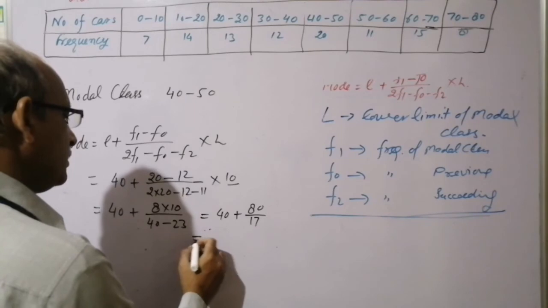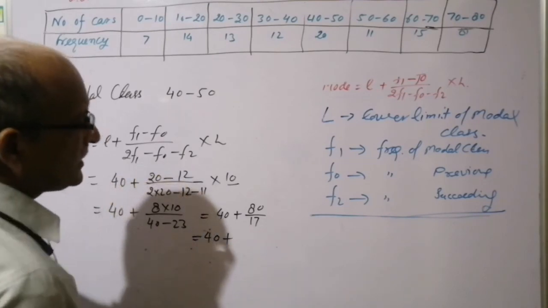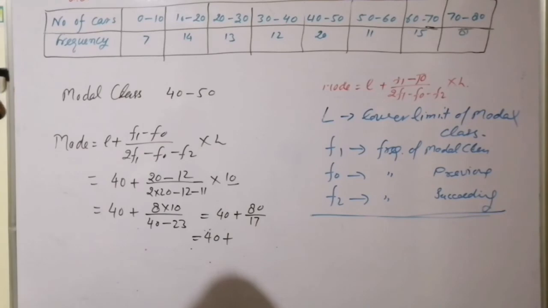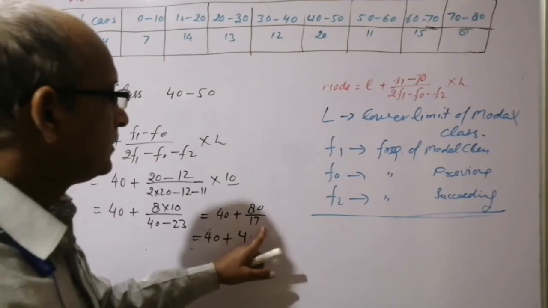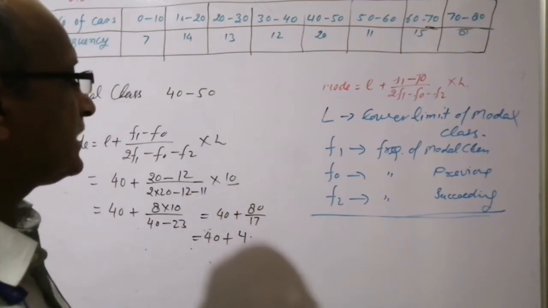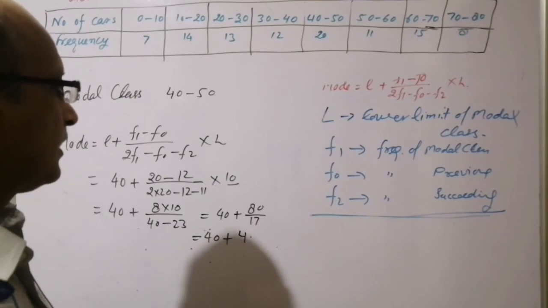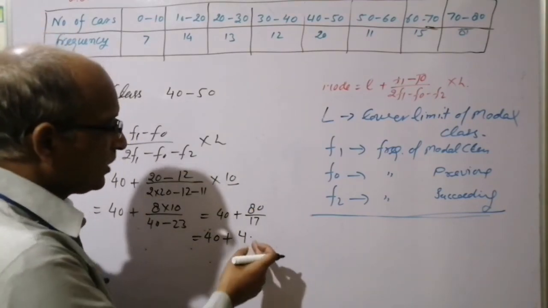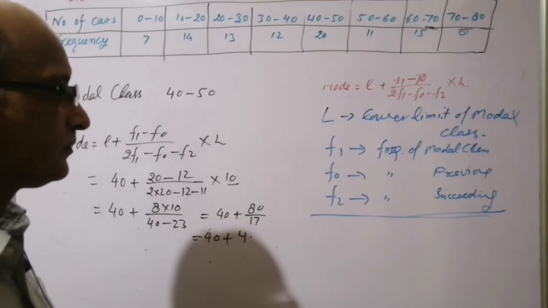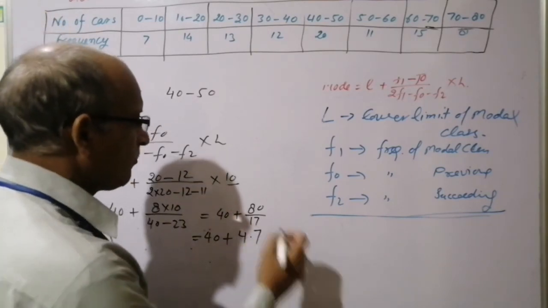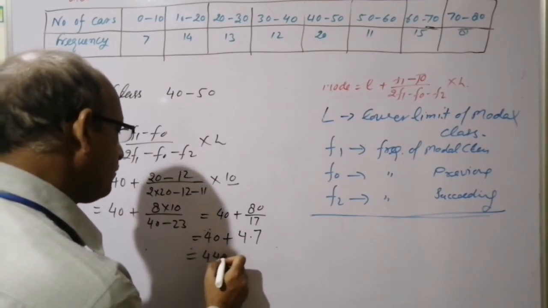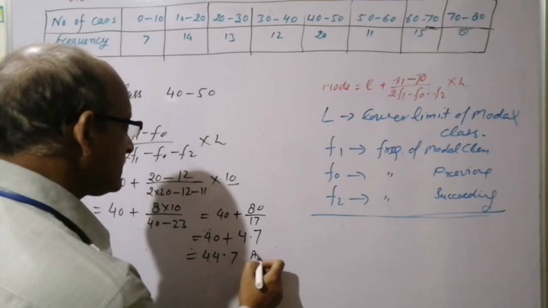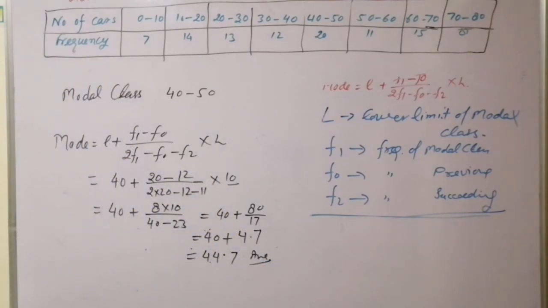Now divide it. 40 plus 80 divided by 17. Again I am reminding you not to take LCM. Go direct to divide. 17 fours are 68. 80 minus 68 is 12. The decimal is already kept here, so we can put a 0 over there. We will have 120. 17 sevens are 119. So in this way we have got approximately 44.7. This is the approximate answer. 44.7.